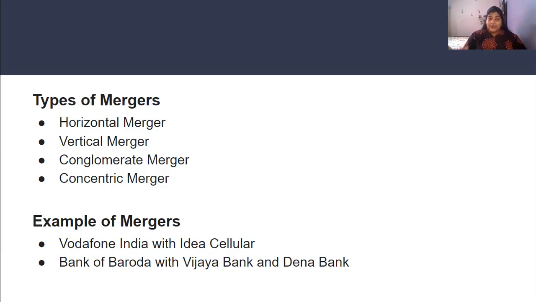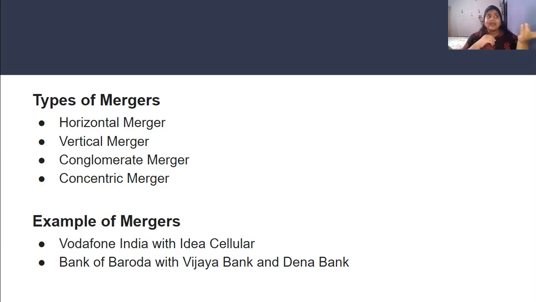Next is concentric merger. In some cases, two companies will share customers but provide different services. An example would be Sony. They manufacture DVDs, whereas Columbia Pictures in 1999 showed movies. So Sony and Columbia Pictures come together and provide a service. Concentric merger is when they provide two different services.